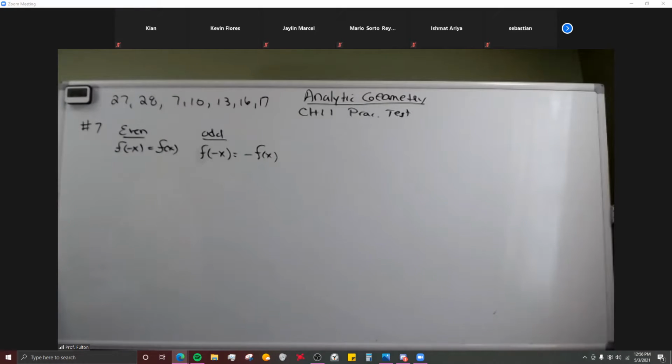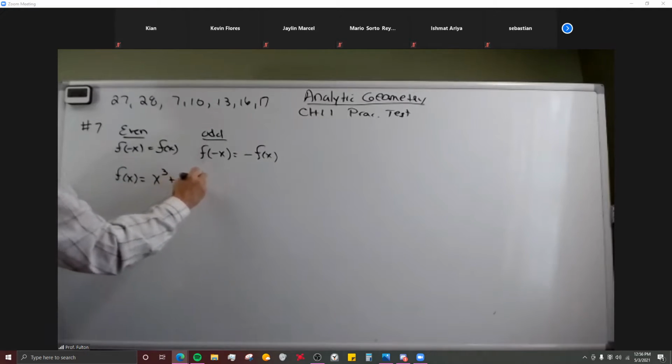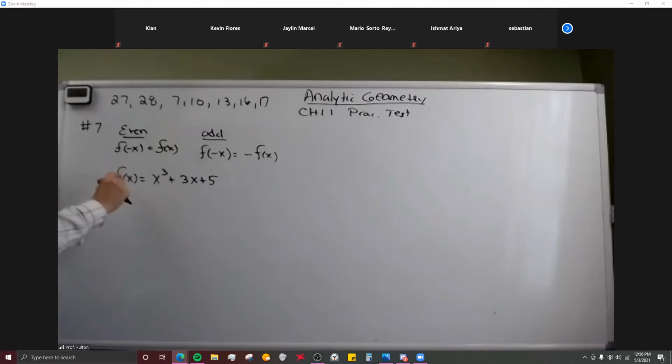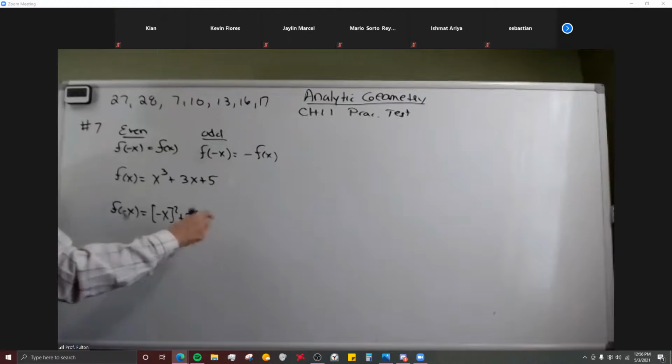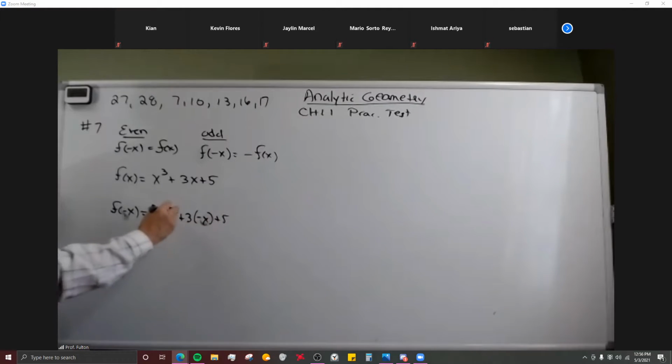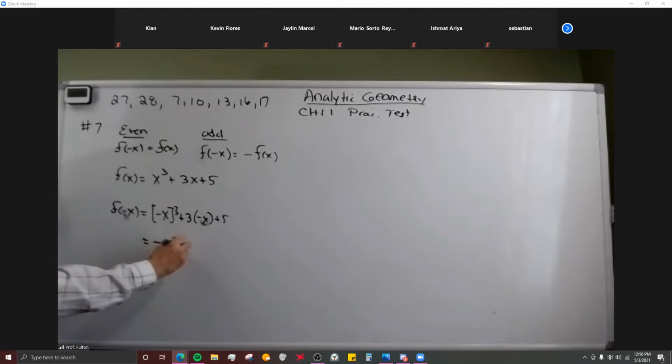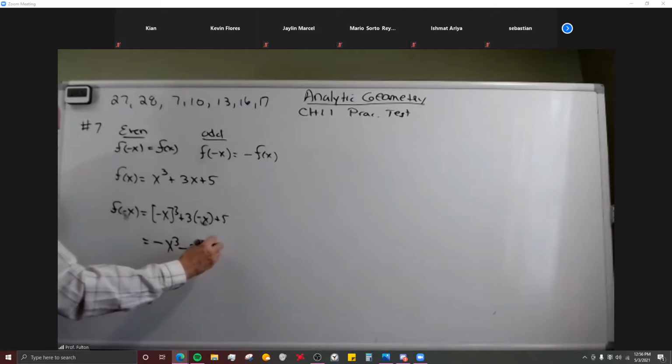So number 7, the function looks exactly like f of x is equal to x cubed plus 3x plus 5. So this is how I test. I plug a negative into the argument and see what comes out. I get my f of minus x is, I'm going to plug in minus x cubed, 3 times minus x, plus 5.